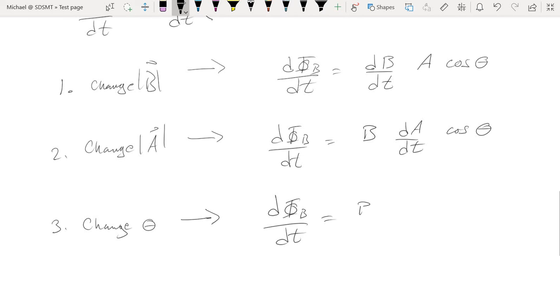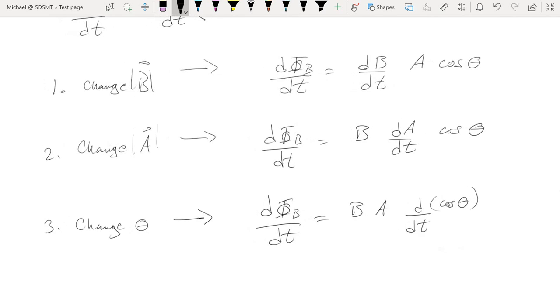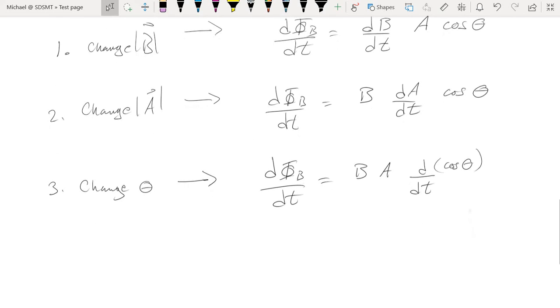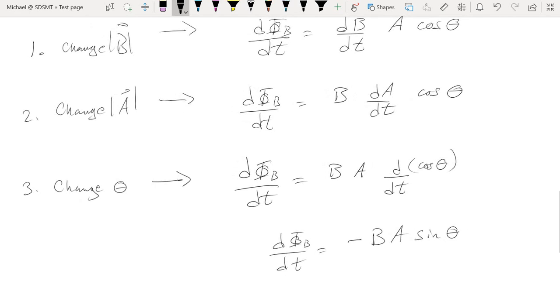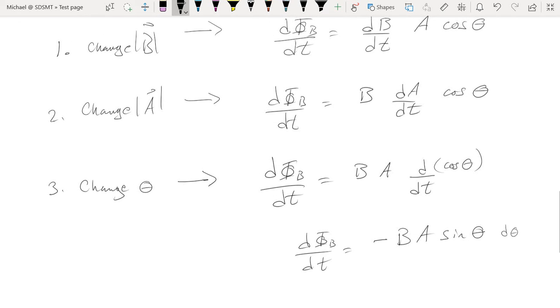So to do that, we keep the magnetic field constant, we keep the cross-sectional area constant, but now we have to look at the change in the angle with respect to time. That means we have to take the derivative of cosine theta. So what's the derivative of cosine? Well, derivative of cosine is negative sine. I'll bring the negative to the front. And there is our third expression. Technically, we'd have d theta dt out here.